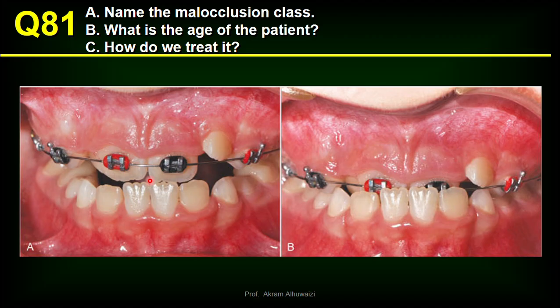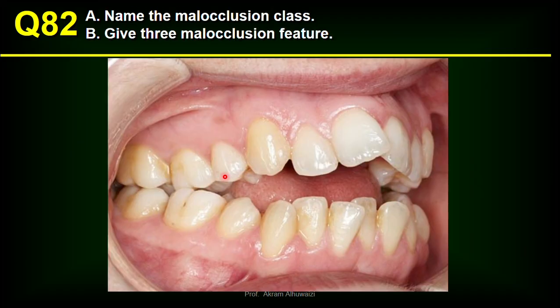Name the malocclusion class. Here the patient can bite edge to edge, but is forced to bite in an anterior position where there's a reversed overjet, so it's a postural Class 3. And what's the age of the patient? We look, the patient has only 4 incisors erupted here and here, and the others are deciduous, so the patient is around 8 to 9 years of age. How do we treat it? By just pushing the upper centrals forward so that the patient can bite normally.